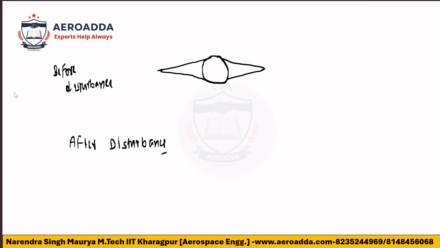So if it is before disturbance, from the vertical axis, see, you check the vertical axis, and this is the horizontal axis. This is before disturbance, right? But once the aircraft encounters the disturbance, the orientation or attitude of the aircraft will change. So now the aircraft attitude will be seen.